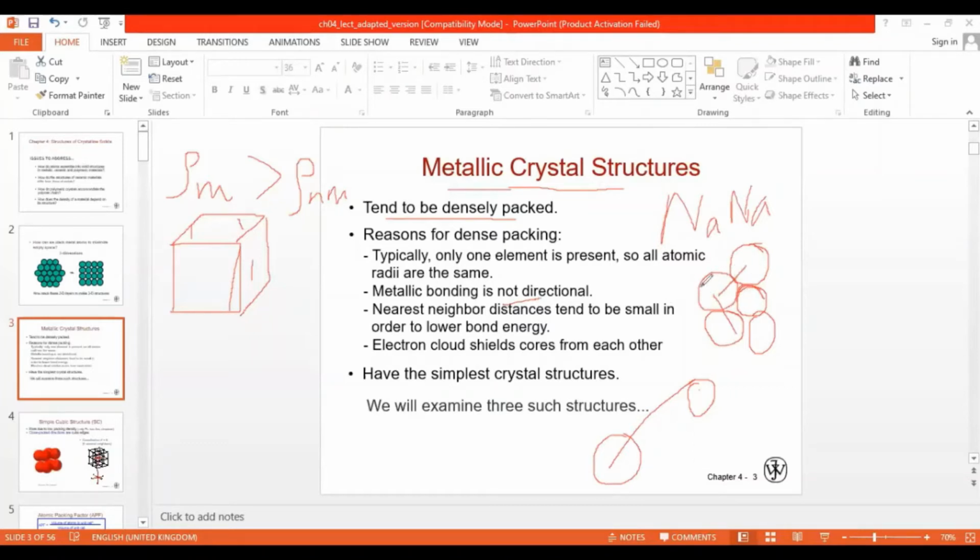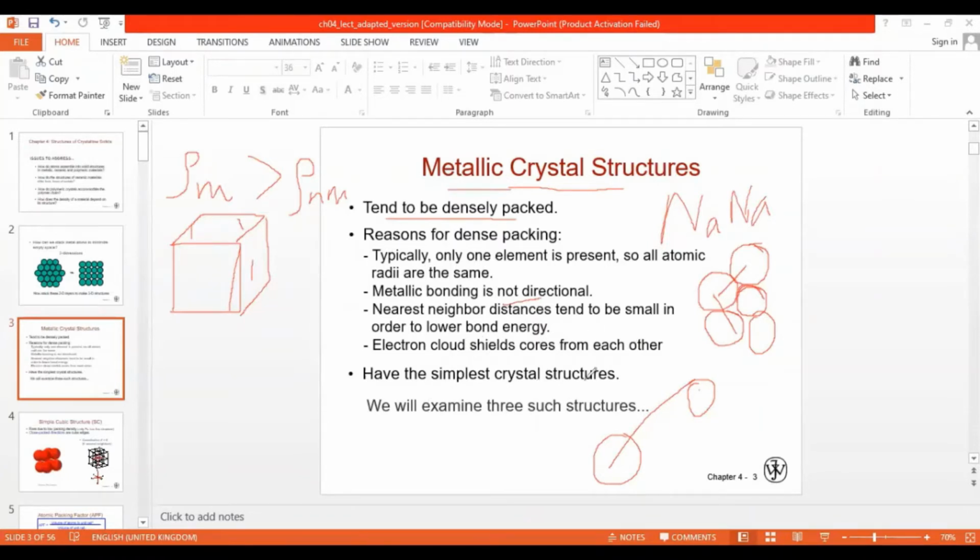I told you electron has two natures. One is particle nature and one is wave nature. So that will be in a cloud, in a possibility area, right? That cloud tries to shield. Shield means, you know, to cover, something like that, from each other. These are the reasons for dense packing.